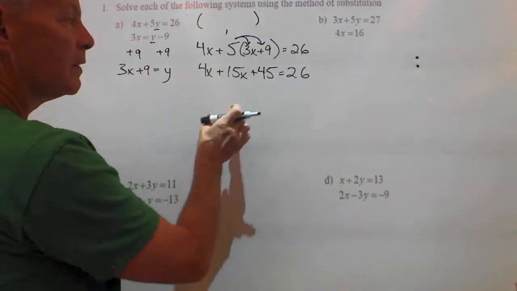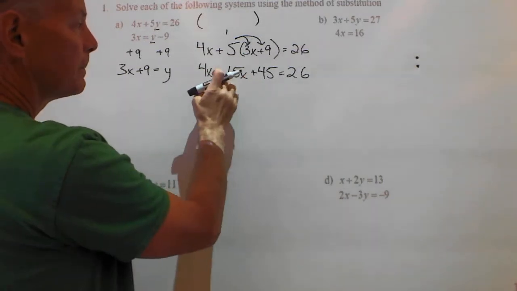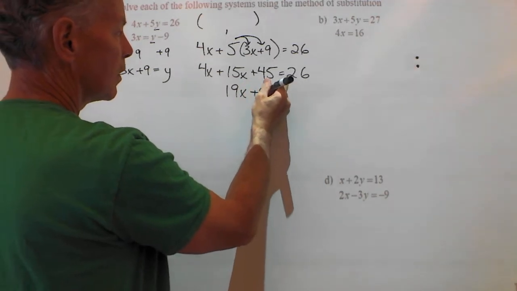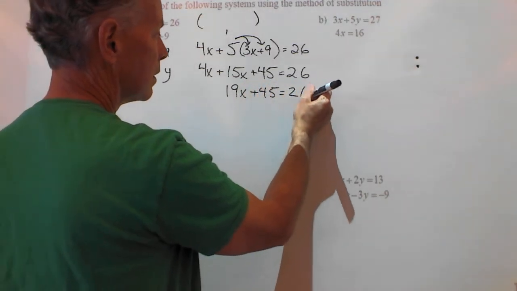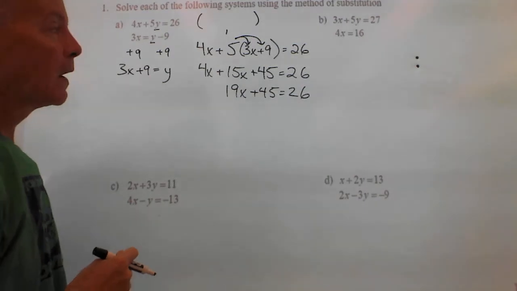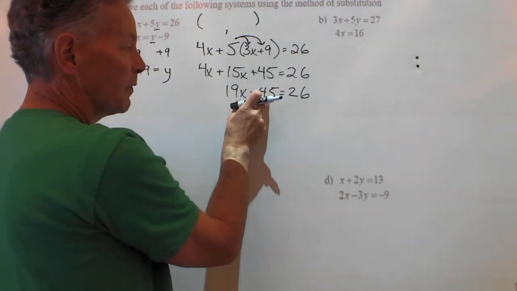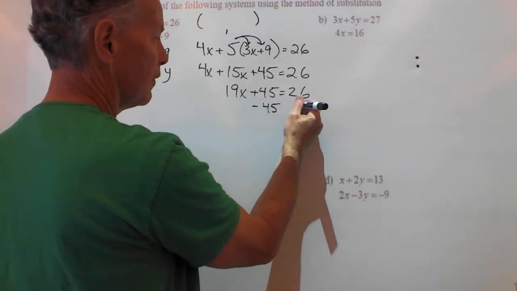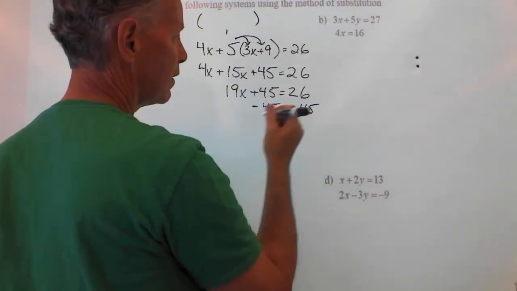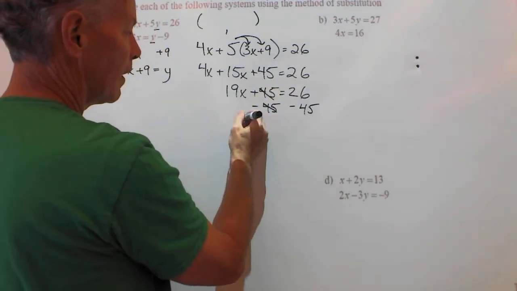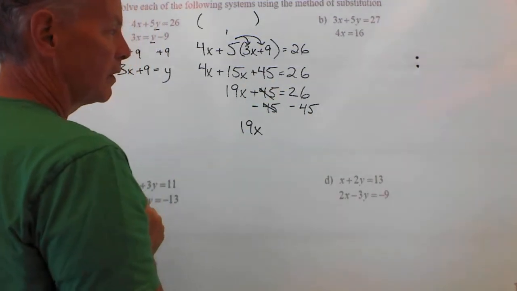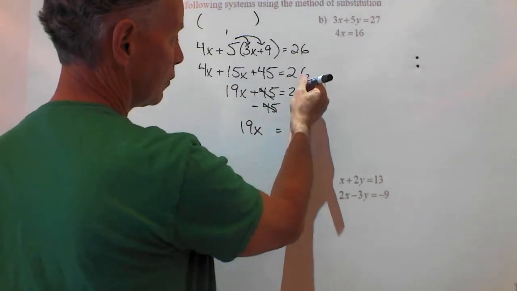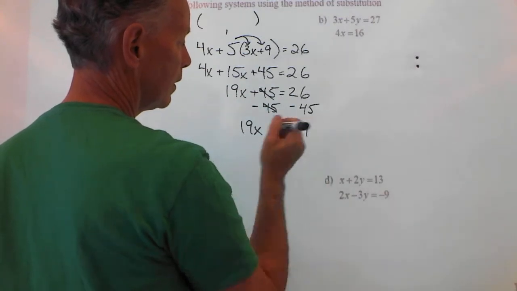Equals 26. Continue simplifying the left side. You've got like terms here that can be combined to give you 19x plus 45 equals 26. Now that we've simplified the left side, we isolate x. So we're going to get rid of this 45. We'll subtract 45 from both sides. 45 minus 45 is 0. That leaves us with 19x on this side. And on this side, we end up with 26 minus 45 is negative 19.